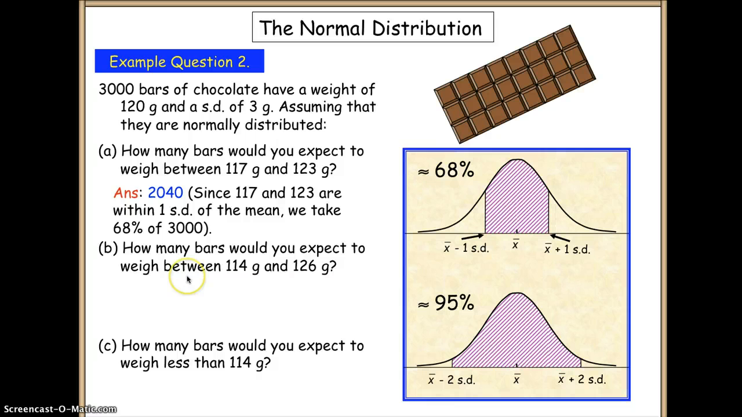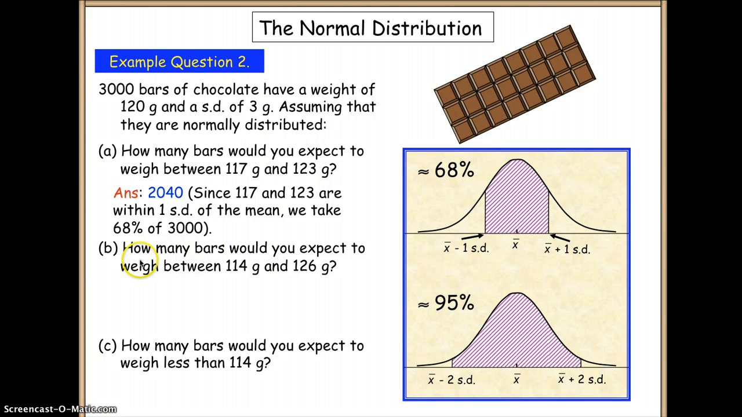Letter B. How many bars would you expect to weigh between 114 and 126 grams? Let's check. We already know the one standard deviation. Let's check if these values are within two standard deviations. So 120 is the mean. We would like to check two standard deviations. So 3 times 2 is 6. 120 plus 6 is 126. 120 minus 6 is 114. That means it's within two standard deviations, which is 95%.